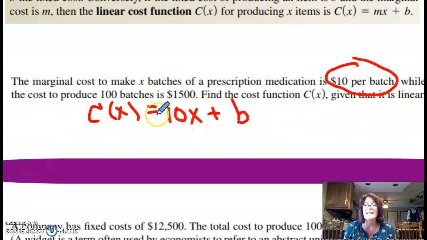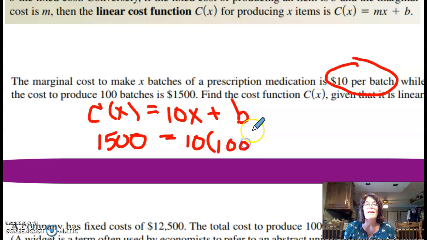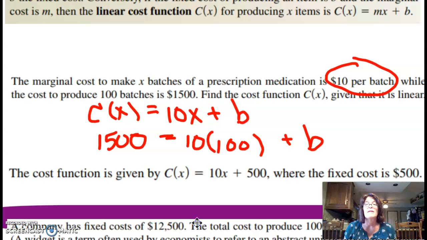However, they did tell me that when x is 100, the cost is 1,500. So I'm going to put 1,500 in for the cost and 100 in for x. That'll help me find my fixed cost. 10 times 100 is 1,000. Subtract that from 1,500, and I have that my fixed cost is 500. Therefore, the cost function is 10x plus 500. We needed the general cost function and we didn't have the fixed cost.